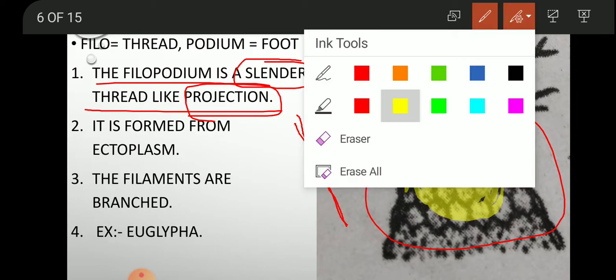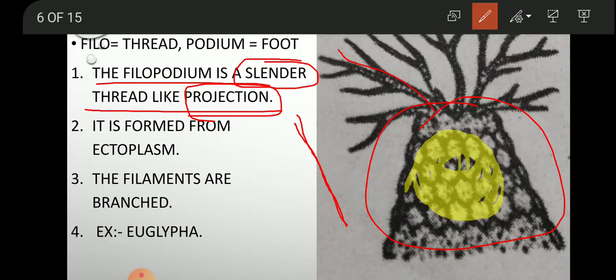So whatever these projections are coming out from the cytoplasm, the cytoplasm itself comes out as a projection. It is called pseudopodia. It is formed from the ectoplasm. It is not formed from the inner endoplasm. It is formed from the ectoplasm.